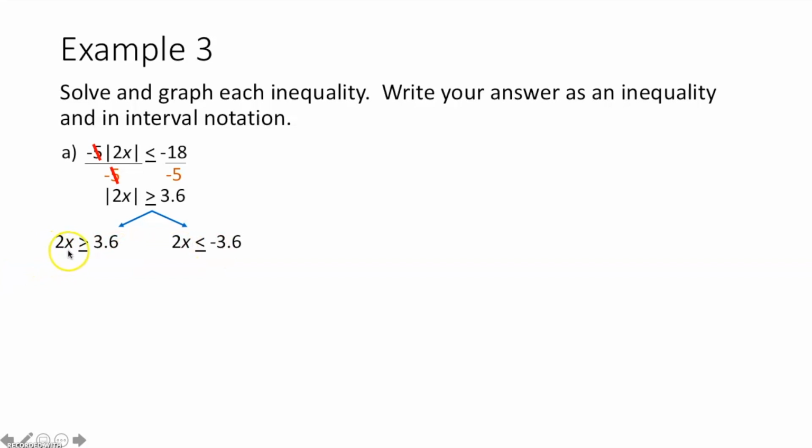So here, to get x by itself, get rid of this 2. To move it to the other side, I divide both sides by 2. That way these cancel out, and I get x is greater than or equal to 1.8. On this side, again, got to get x by itself, so I divide both sides by 2. That way these cancel out, and I get x is less than or equal to -1.8.